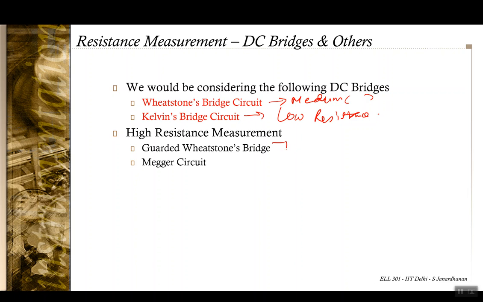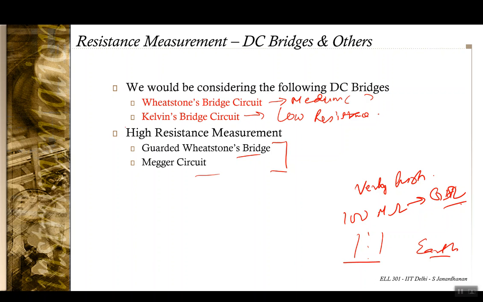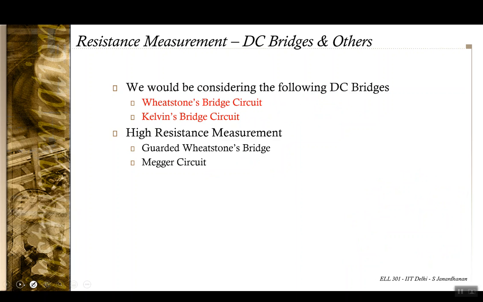Both of these circuits can be used to measure very high value resistance, that is resistance of say hundreds of mega ohm and above, in giga ohm range resistances. Okay, and resistances like that you would have for insulators also, or earth. So these are the applications where you can expect really high resistances and required circuits that can measure such resistances. Okay, let's go into the topic now.